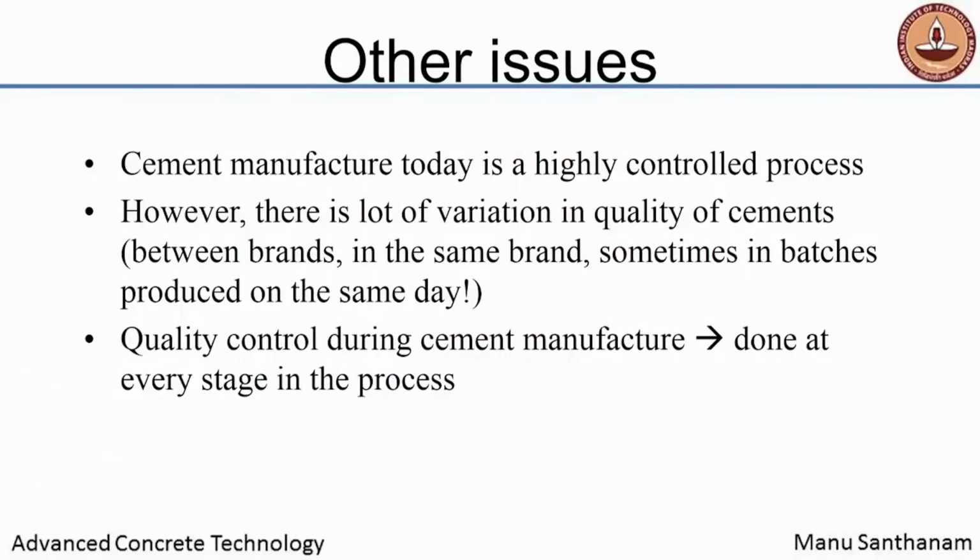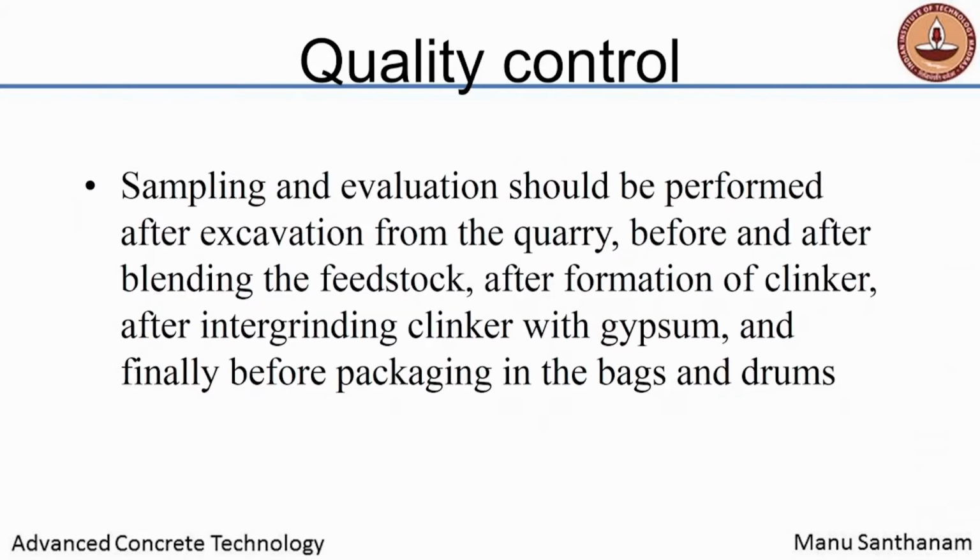And in certain cases the cement coming from the same plant may actually end up having a lot of variability in it. Now, to avoid this variability as much as possible, the cement companies have to ensure that their quality control processes are really top of the line, okay. Because of which this quality control is done at every stage in the process. There are several stages in the cement manufacturing process like excavation from the quarry, blending the feedstock, formation of clinker, intergrinding with gypsum, and then finally packaging the material as the final product, that is cement. So, at each and every stage the material is actually tested for certain properties to ensure that the quality and the composition is maintained at the correct level, okay.